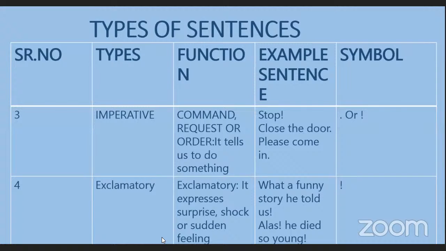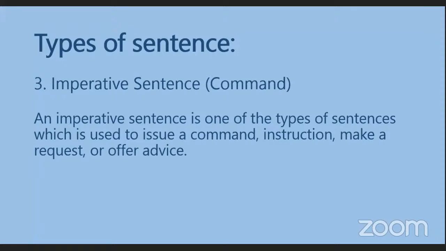So we are going to see in depth about the imperative sentence. Next slide, please. So the third type is the imperative sentence. An imperative sentence is nothing but your command. In brackets it is written command. You say something to somebody. An imperative sentence is one of the types of sentence which is used to issue a command, instruction, make a request, or offer advice. So these words you have to keep in mind.